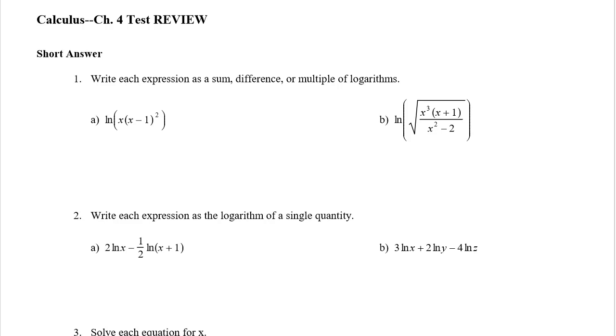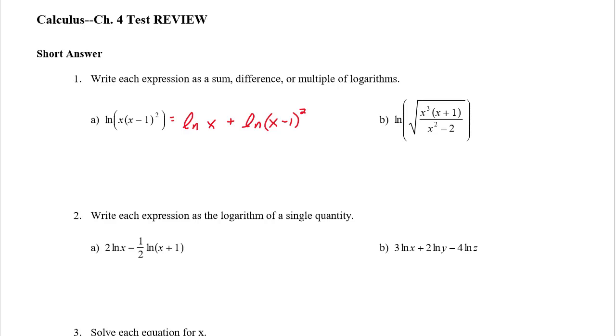First question wants us to express a logarithm as a sum, difference, or multiple of logarithms. So with one like this, we would look for any multiplication or division and turn it into addition or subtraction. In this case I do have multiplication on the inside, so I should be able to separate that into two logarithms, both with the original power still intact, so a power of 1 on the x and a power of 2 on the x minus 1. But again, the multiplication has now turned into addition.